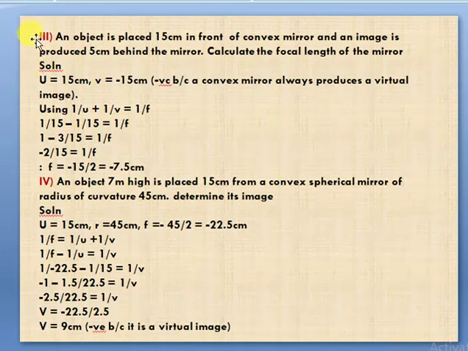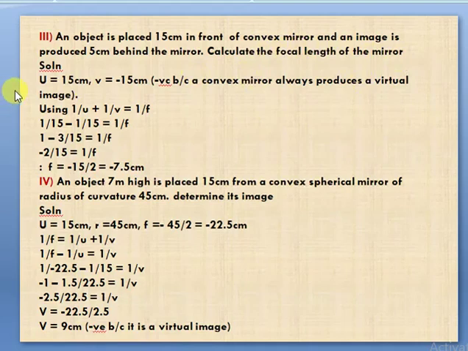Let's go to example 3. An object is placed 15 cm in front of a convex mirror. Now we are talking about a convex mirror, and an image is produced 5 cm behind the mirror. You can see that for a convex mirror you have a virtual image. The image is formed behind the mirror. Calculate the focal length of the mirror. We want to find the focal length of the mirror, F.